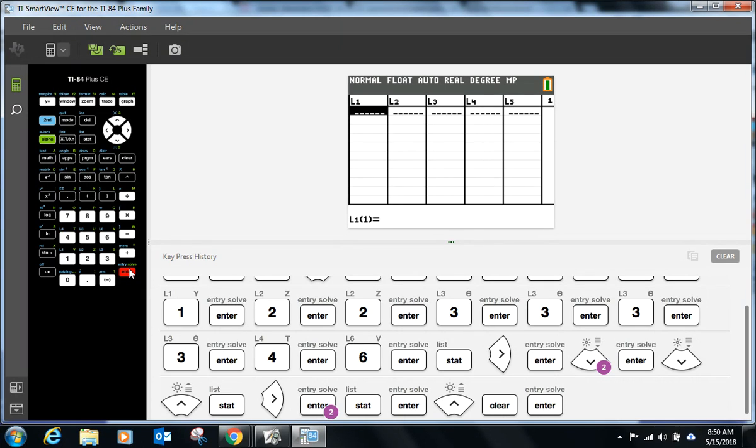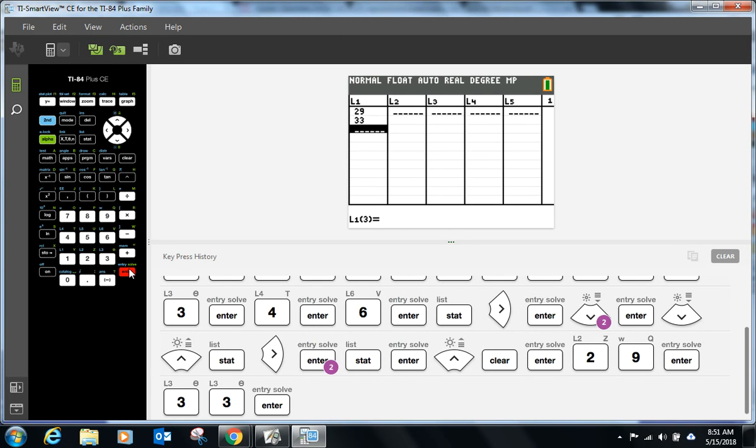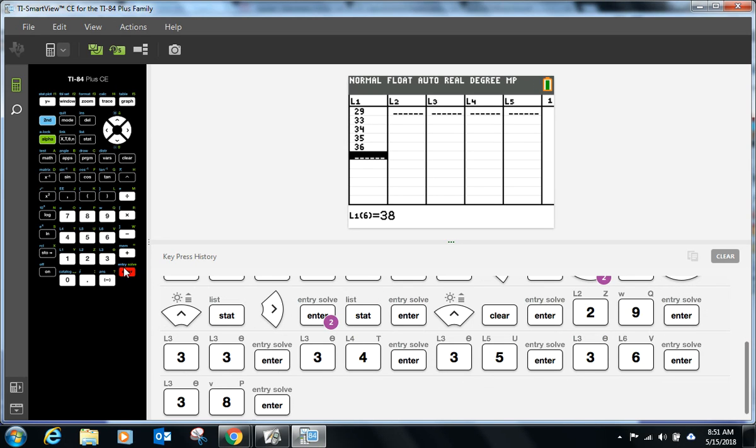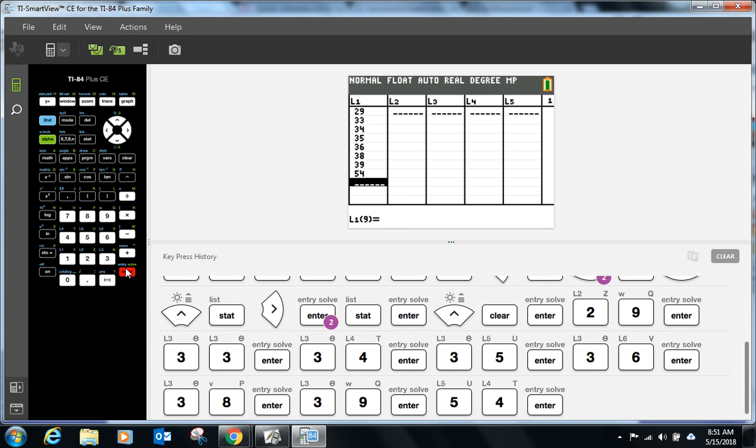Be careful while you're typing. So 29, 33, 34, yep, 35, 36, 38, 39, 54, good. There's 1, 2, 3, 4, 5, 6, 7, 8, yep.